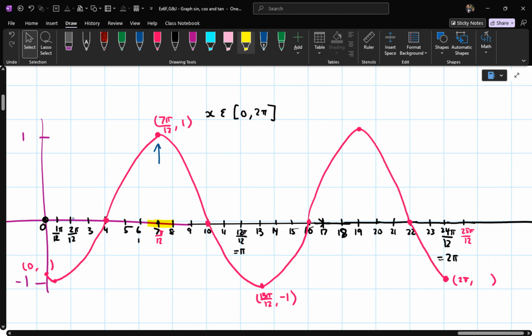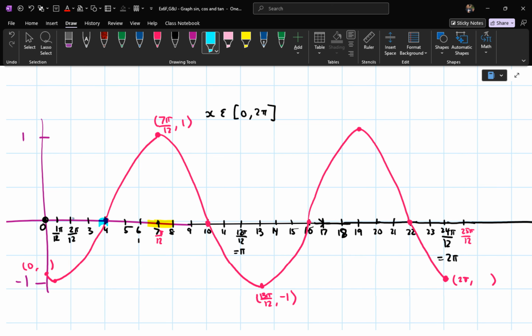And conveniently, because this doesn't shift the graph up or down, I also happen to have the x-intercepts as well. So I've got all the x-intercepts there. This is at 4 pi on 12, which can be simplified to pi on 3. This one is 10 pi on 12, which technically can be simplified to 5 pi on... wait, did I do it right? 5 pi on 6. Yeah.